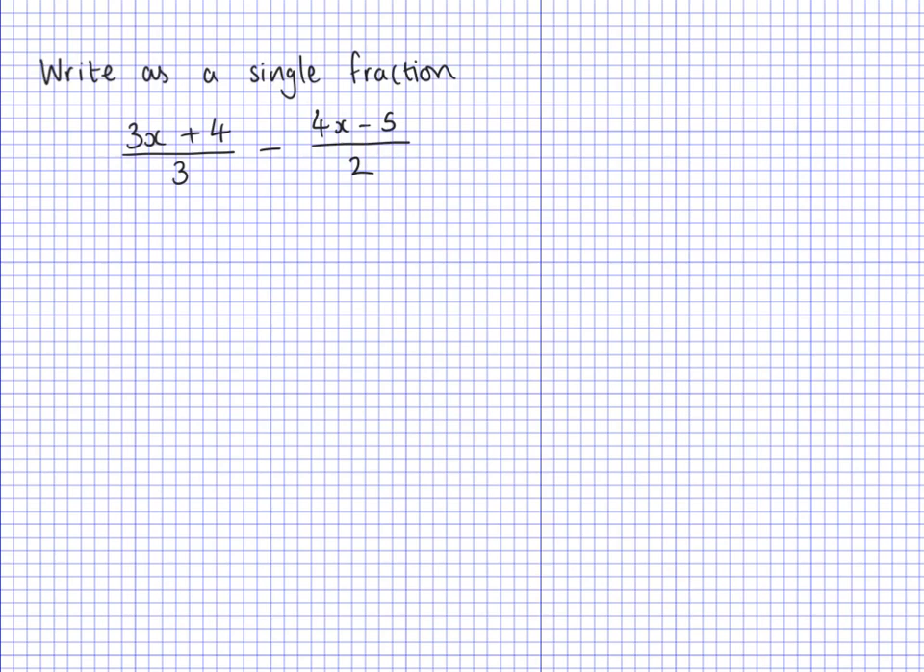What I need to do here is write these fractions as a single fraction. So here I have 3 as the denominator, and here I have 2. I need a common denominator to do that. That common denominator I'm going to use is 6, so I'll need to multiply the top and the bottom of this fraction by 2, the top and the bottom of this fraction by 3.